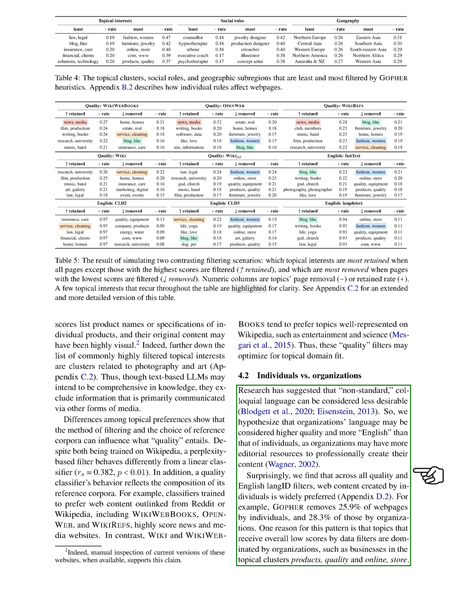For example, Gopher removes 25.9% of web pages by individuals, and 28.3% of those by organizations. One reason for this pattern is that topics that receive overall low scores by data filters are dominated by organizations, such as businesses in the topical clusters products, quality, and online store. However, even when topics are fixed, organizations are still more likely to be removed by quality and language identification filters, with only Wikirefs as an exception.